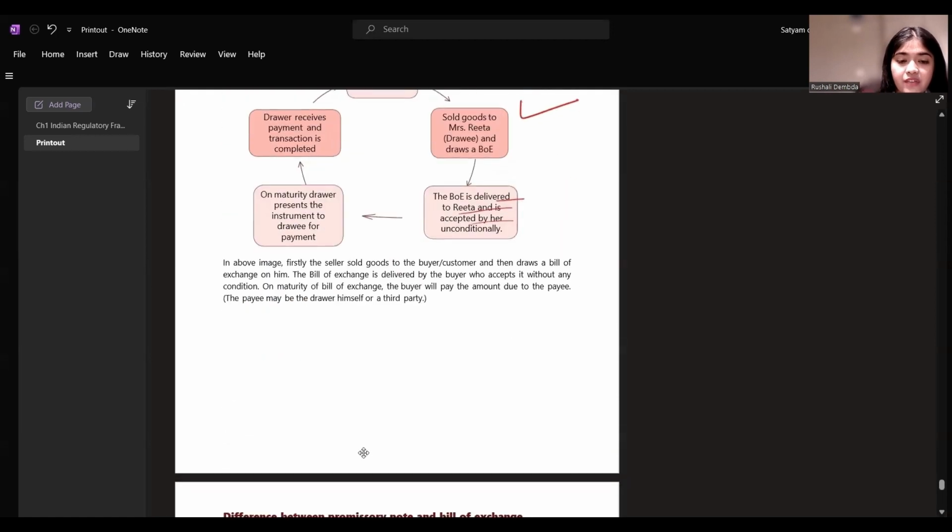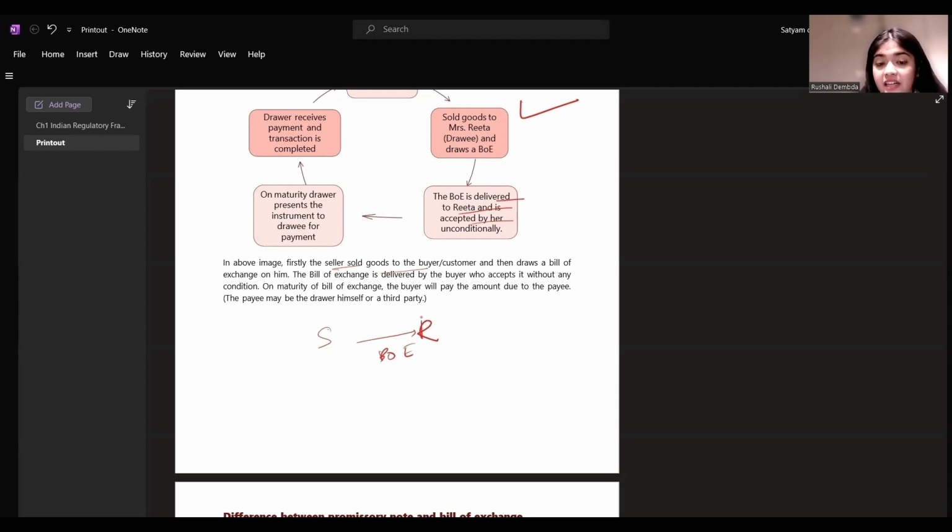Now, let's see what they have given as a discussion. In the above image, firstly, the seller sold the goods to the buyer. Let's just see our case. Sam has sold to Rita, the buyer, the customer, and then draws a bill of exchange on him. The bill of exchange is delivered to the buyer, who accepts it without any condition. On maturity of the bill of exchange, the buyer will pay the amount.